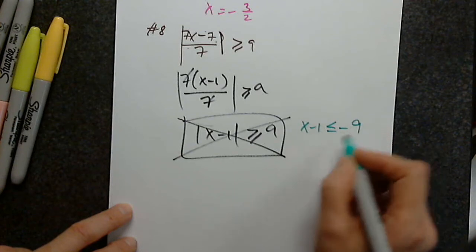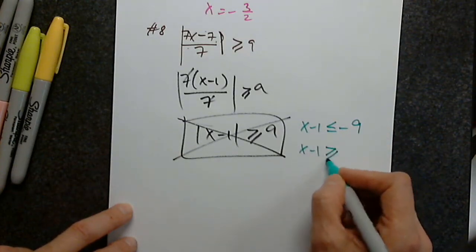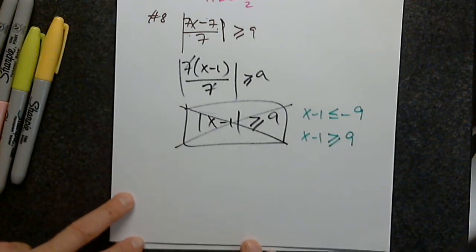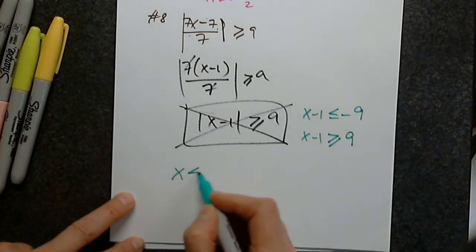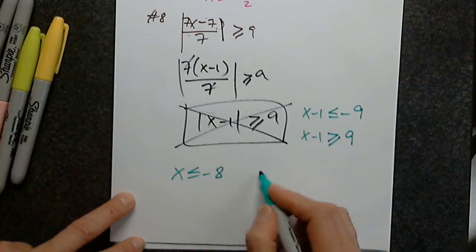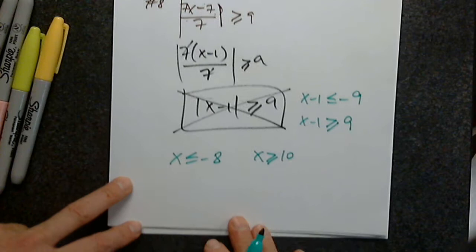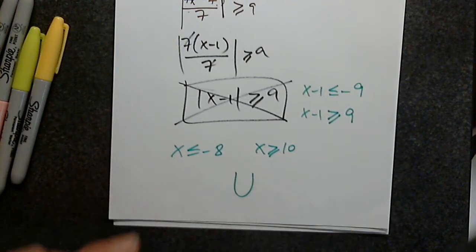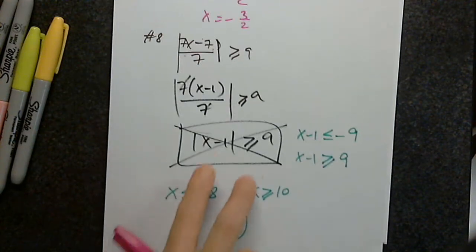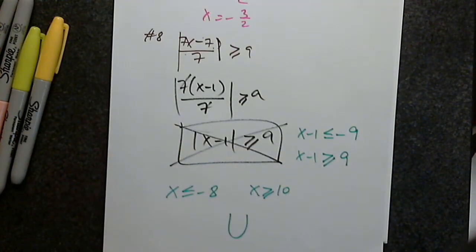Careful. Negative 9 is, and x minus 1, greater than or equal to 9. Perfect. When I solve the first one, I have less than or equal to negative 8. When I solve the next one, I have greater or equal to 10. This is that typical situation in which I have to put the union. It's the outside, not the inside. Greater than or equal to 9. To the left of negative 9, to the right of 9.